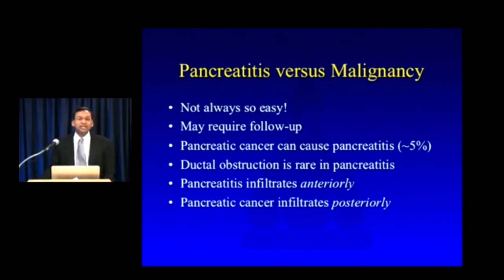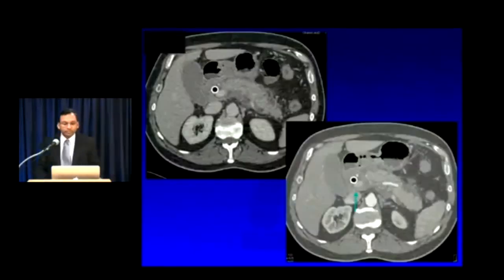Secondly, acute pancreatitis tends to infiltrate anteriorly into the mesentery, right? You're going to see stranding and edema go anteriorly out into the leaves of the mesentery, outwards into the pararenal spaces. That is very different than pancreatic cancer, which infiltrates posteriorly into the retroperitoneum. So if I see posterior infiltration, I'm going to worry about a tumor, and again, I'm going to work the patient up further. So here's a good example.